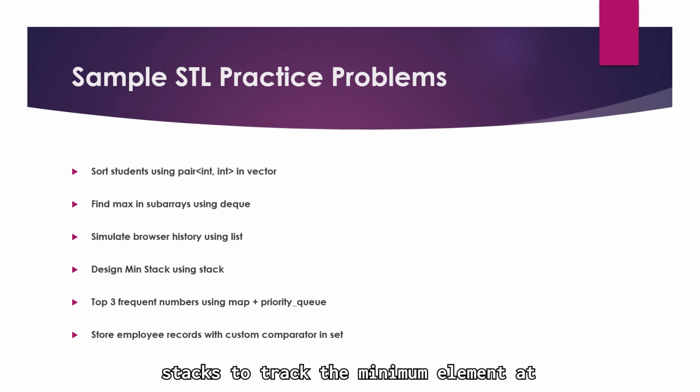You will use two stacks to track the minimum element at every stage. In problem 5, you will combine maps and priority queues to find the top 3 most frequent elements in a list. And in problem 6, you will use a set with a custom comparator to store and sort employee records based on joining date or salary. These problems offer a powerful blend of logic, design, and STL fluency.